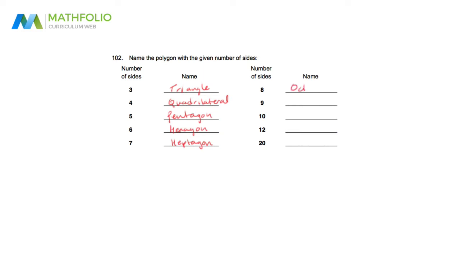8 would be an octagon, 9 nonagon, 10 would be a decagon, 12 would be a dodecagon, I'm pretty sure, and for 13, 14, 15 and so on, what we would do is just call them by the number and then dash gon, and that would be the answer for 102.